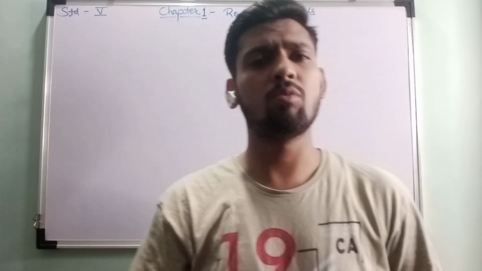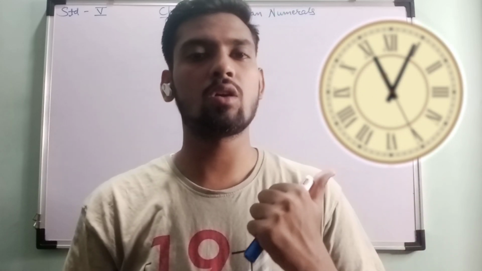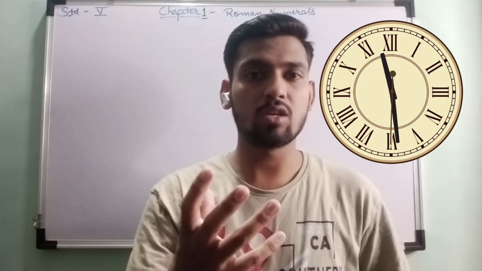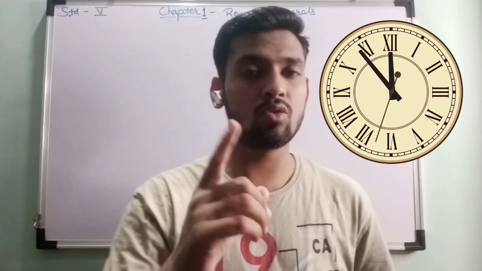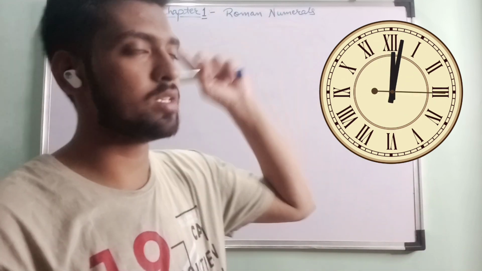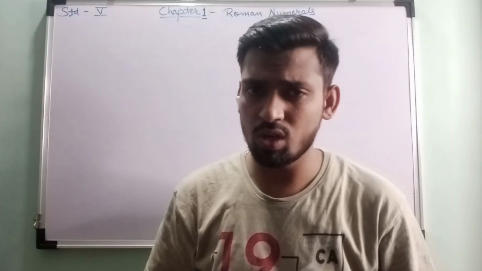Now, we will study Roman numerals, that is chapter number 1 of 5th standard. Do you know about Roman numerals? No? Just look at this clock and observe it. What do you observe? In this clock, there are symbols instead of numbers. So, we will learn these symbols. These symbols are known as Roman numerals. There are some rules and regulations for writing Roman numerals.